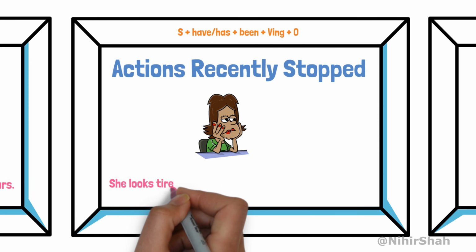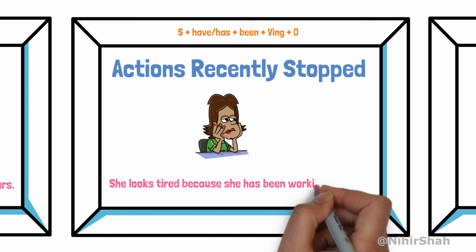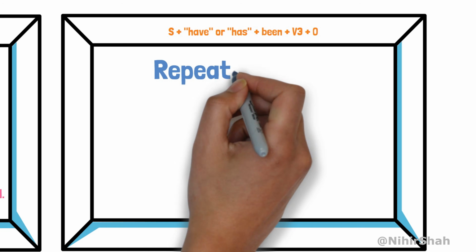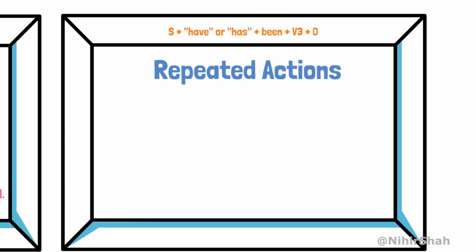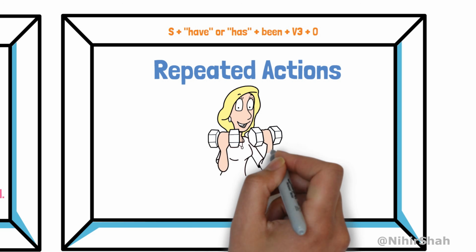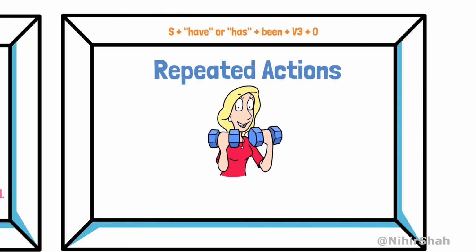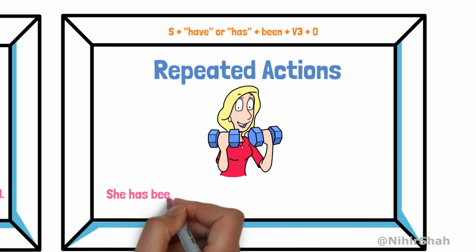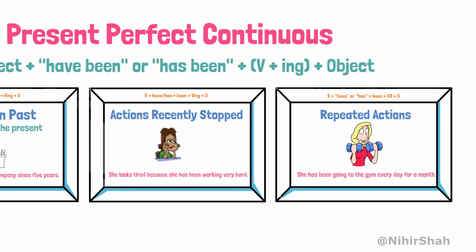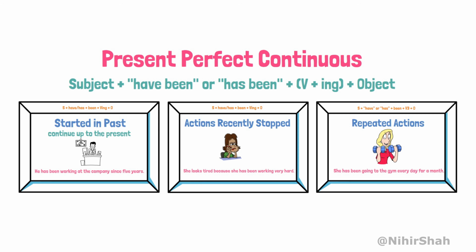She looks tired because she has been working very hard. And number 3, repeated actions. It can be used for temporary situations or repeated actions happening over a specific period. She has been going to the gym every day for a month. So when you want to give importance to duration and continuity, use the present perfect continuous tense.